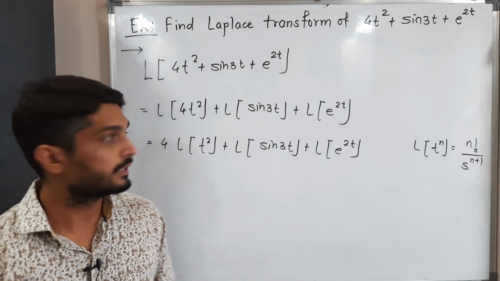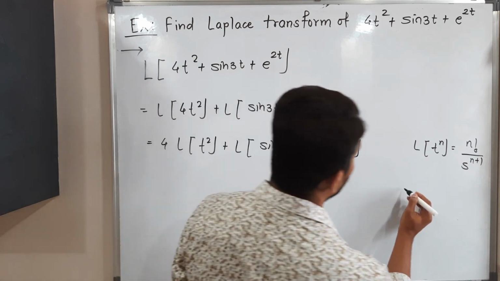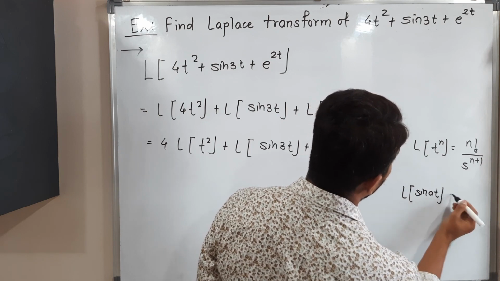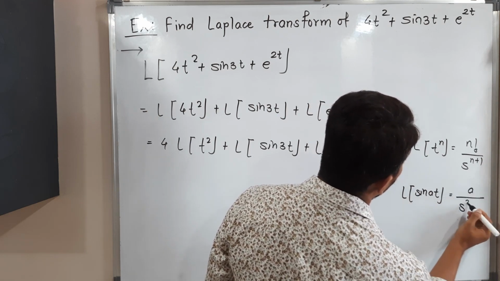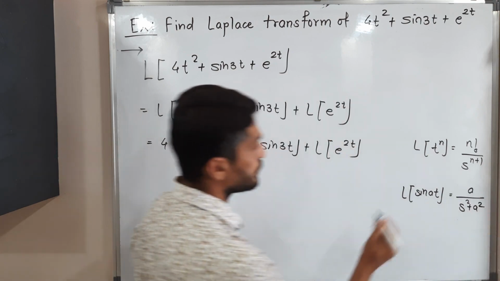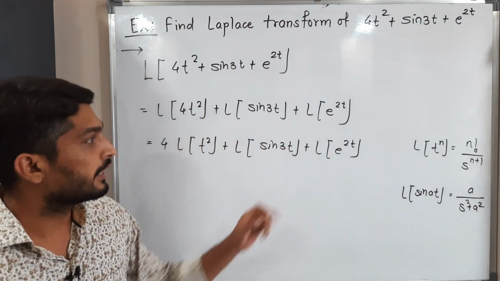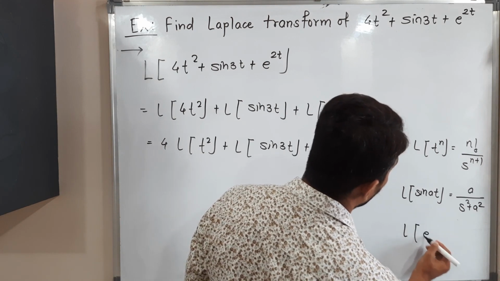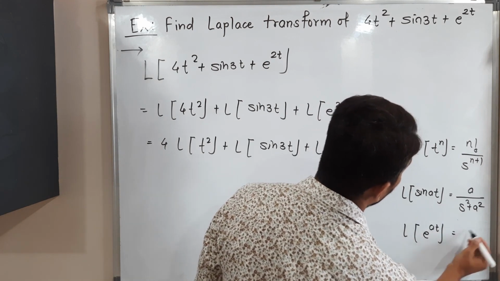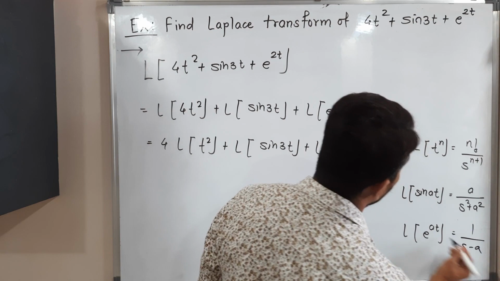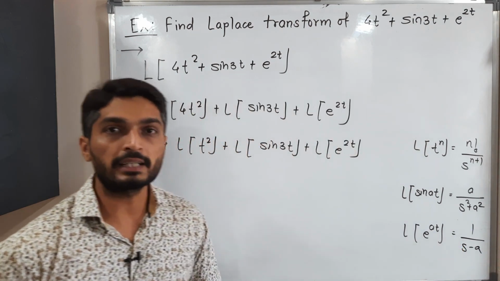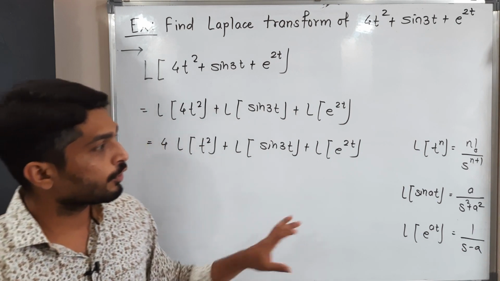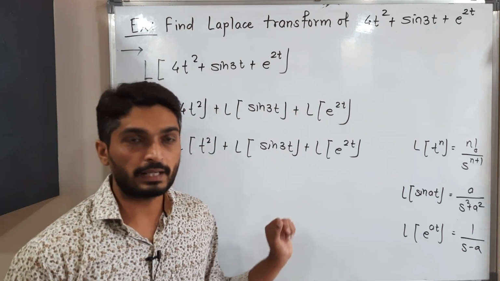The next is Laplace of sine 3t, and we have the formula Laplace of sine at is equal to a upon s square plus a square. So this formula is applicable here, right? And the last one is Laplace of e raised to 2t. We have the formula Laplace of e raised to at is equal to 1 upon s minus a. If we have plus a, we write minus a there, and if we have minus a, we write plus a there. So these formulas are applicable here, so let us apply them.